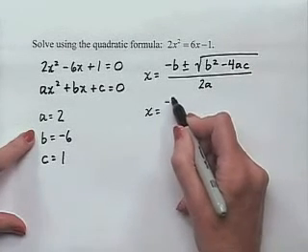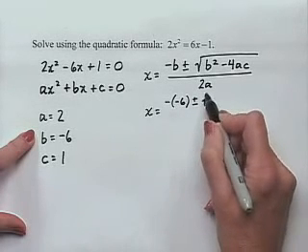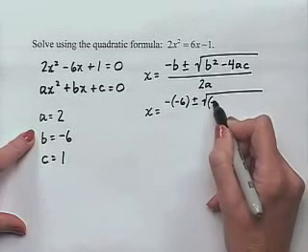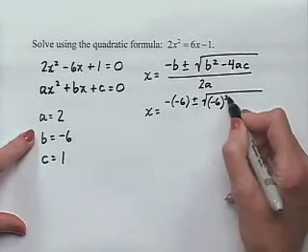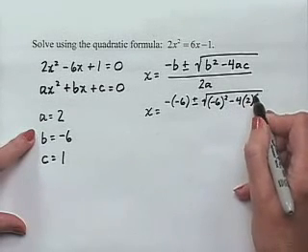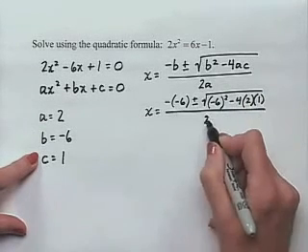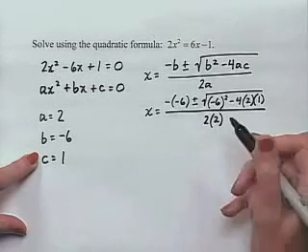x will equal the negative of negative 6 plus or minus the square root of negative 6 squared minus 4 times our a value of 2 and our c value of 1. We'll divide this by 2 times our a value of 2.